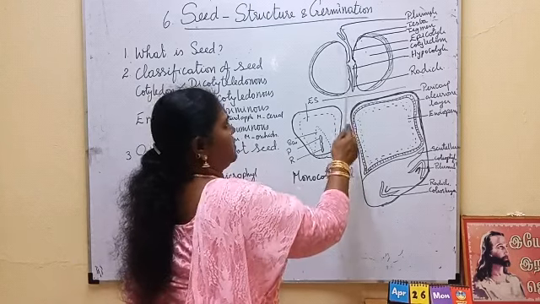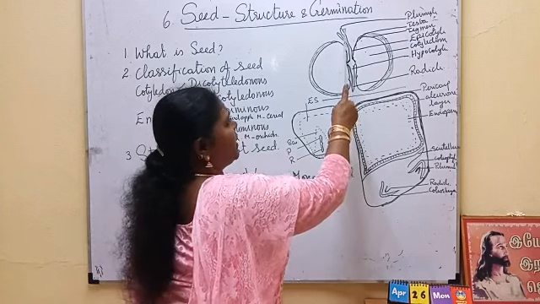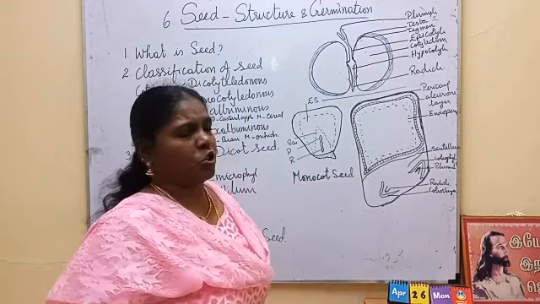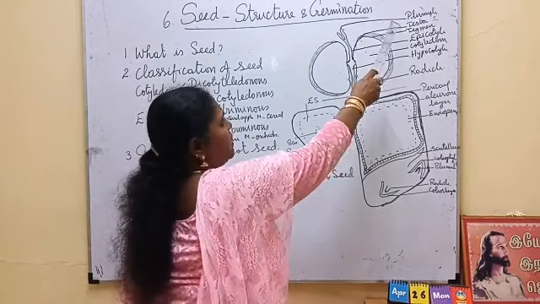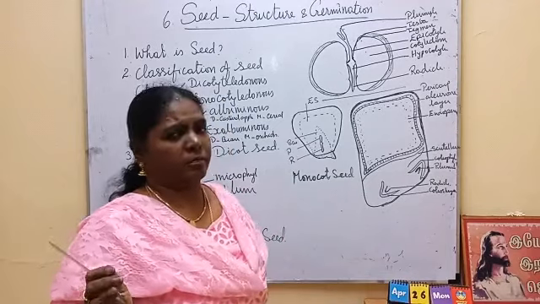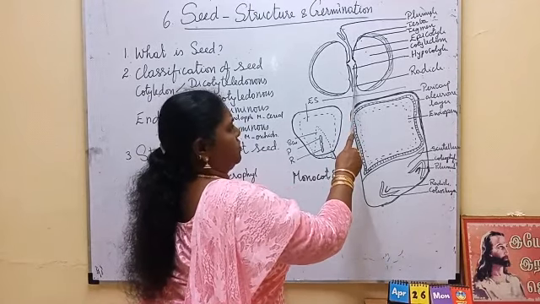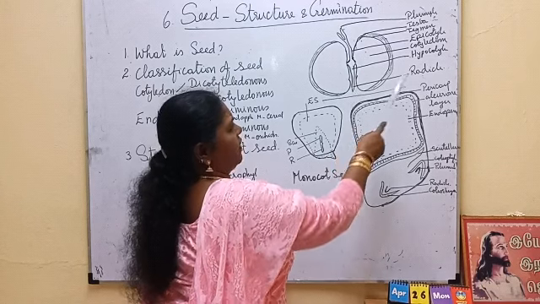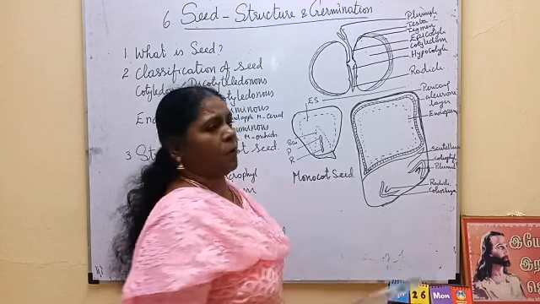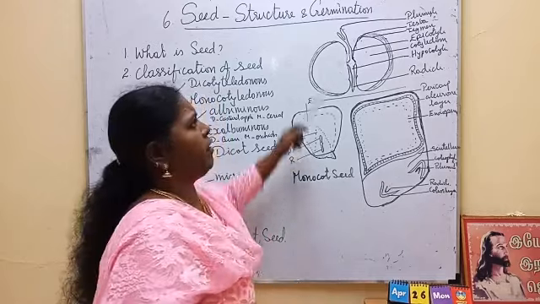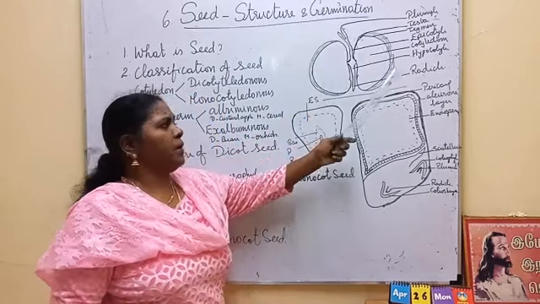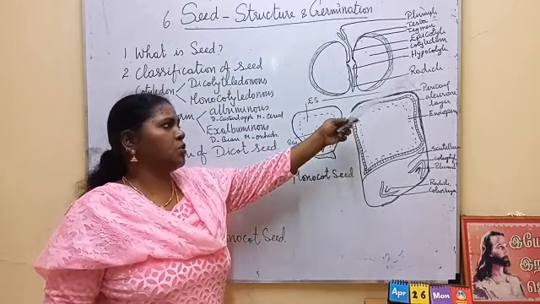The embryo has a small, light greenish structure called the plumule, which will develop into the shoot system, and a light cream or whitish structure that is called the radicle. The radicle will develop into the root system. The plumule will develop into the shoot system.